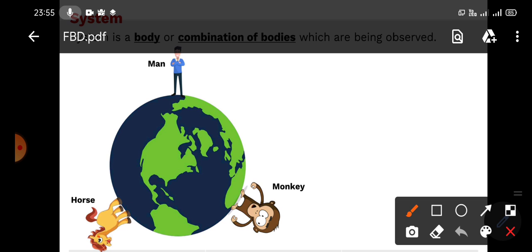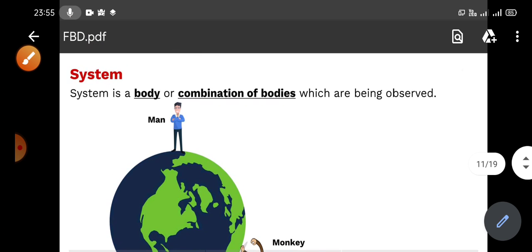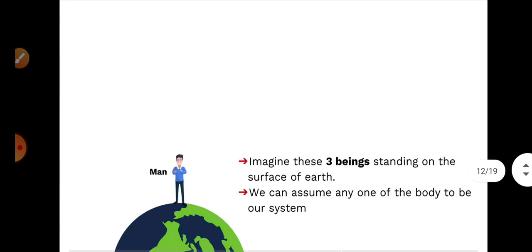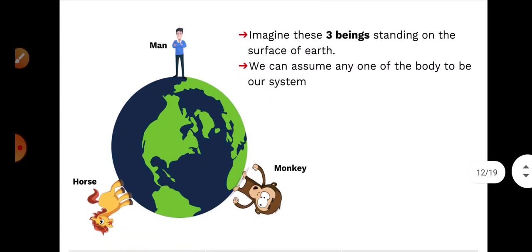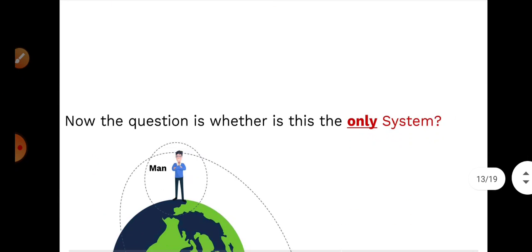Okay, so we can take this man, monkey, and the earth as a system, or you can take this man and monkey as our system only. We take it as per our convenience. So a system is a body or combination of bodies which are being observed. We can take only one or two or a combination of four as our system.